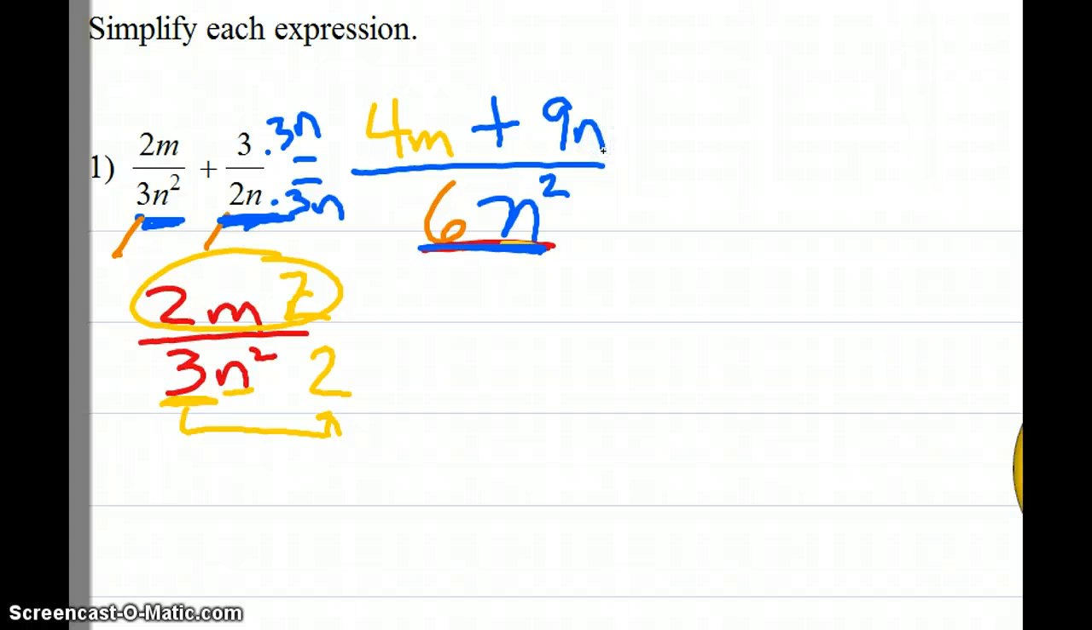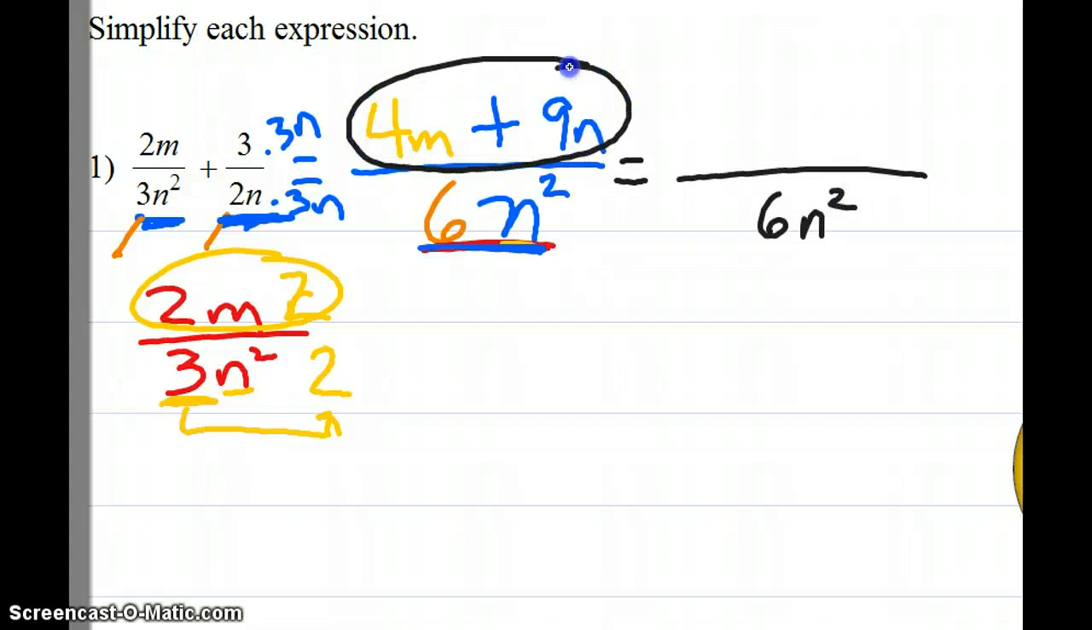And if we look at how we add fractions, our rule is that we add the numerators together. But when we look at our numerators here, we don't have any like terms. So our final answer is just going to be 4m plus 9n.